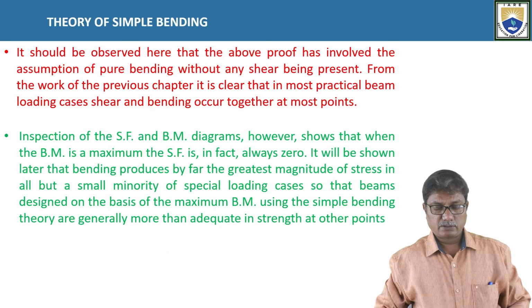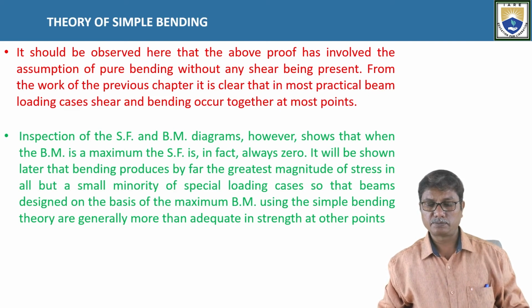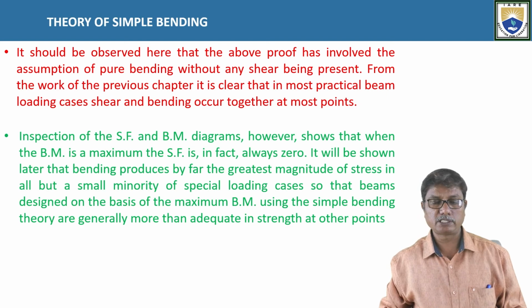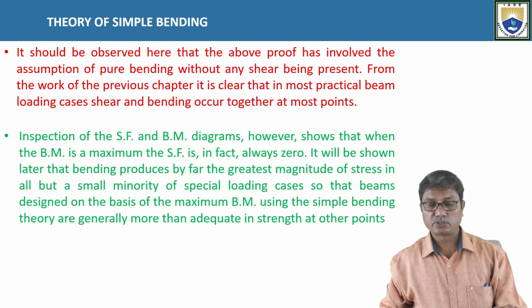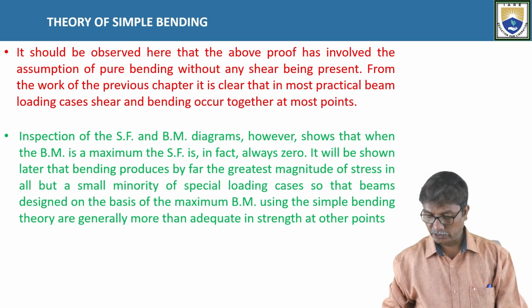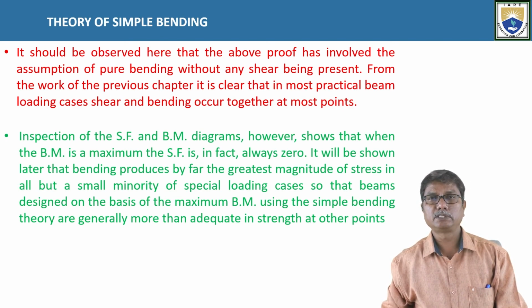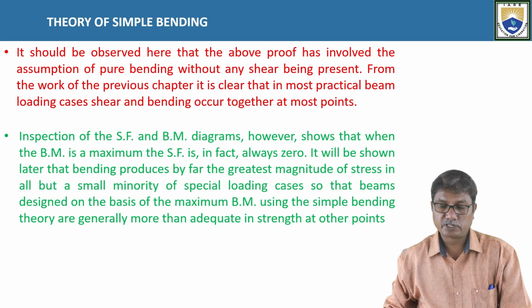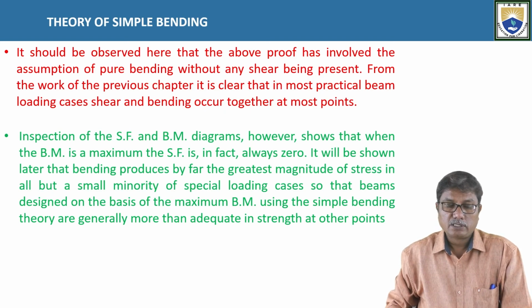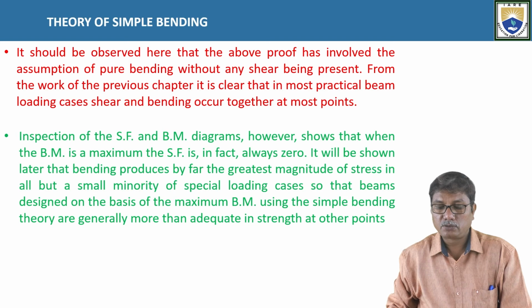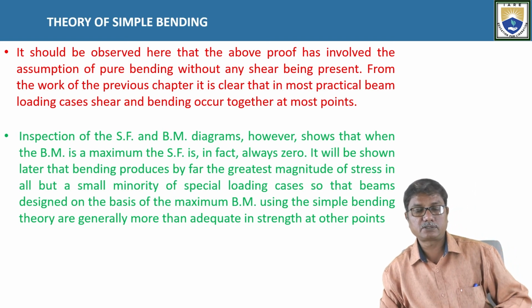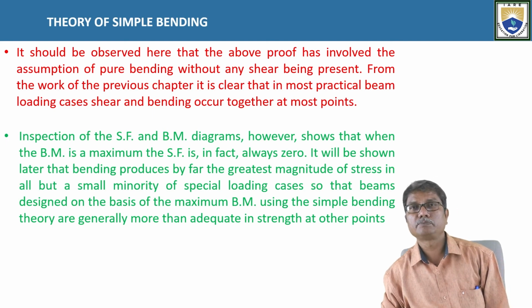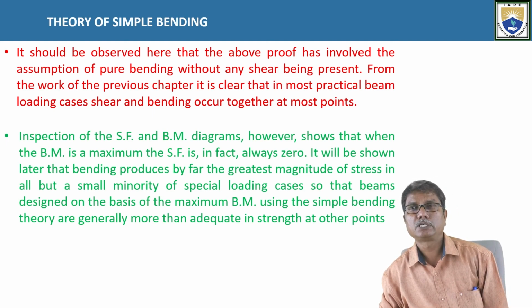So the inspection of the shear force and bending moment diagrams shows that when the bending moment is maximum, the shear force is always 0. At the point of maximum bending moment, the shear force is 0. And it will also be shown later that bending produces by far the greatest magnitude of stress in all but a small minority of special loading cases, so that beams designed on the basis of the maximum bending moment using simple bending theory are generally more than adequate in strength at other points.